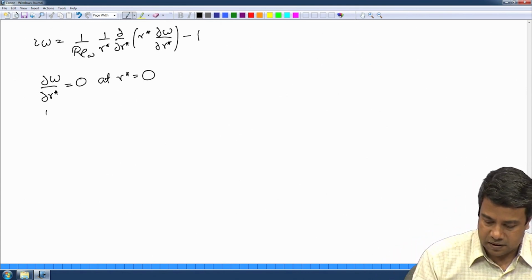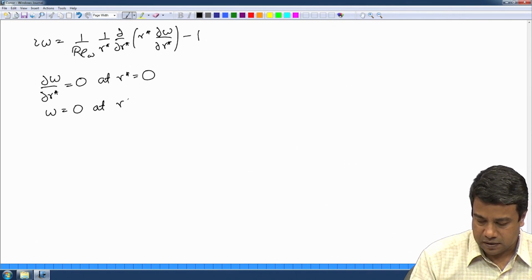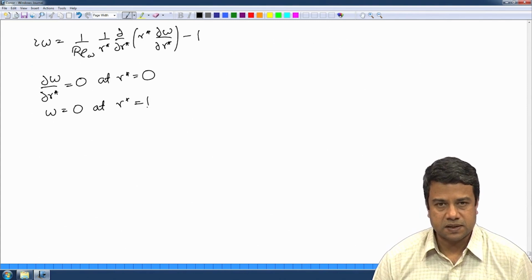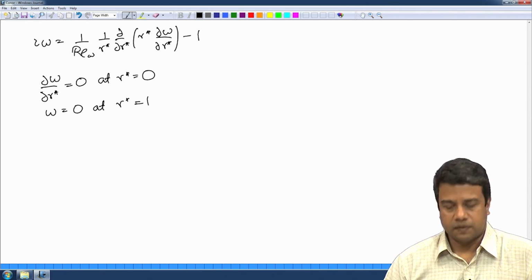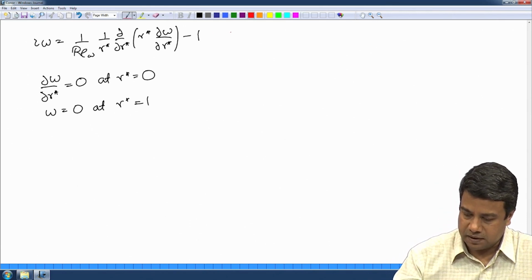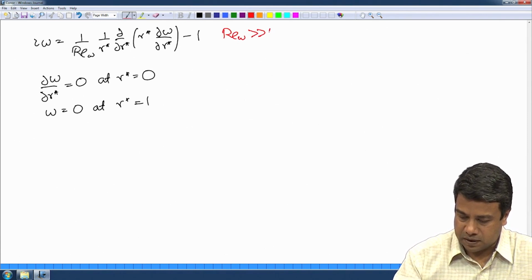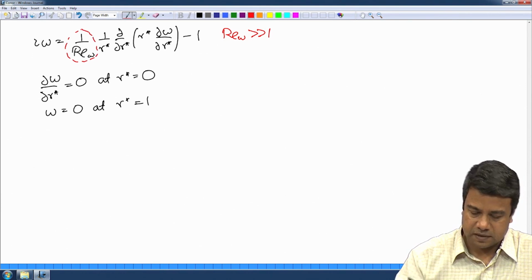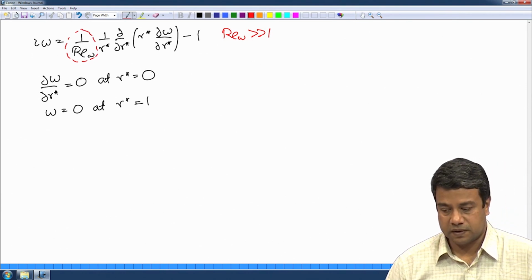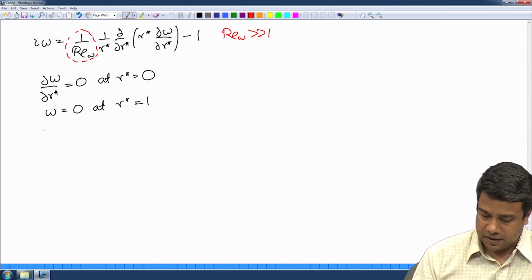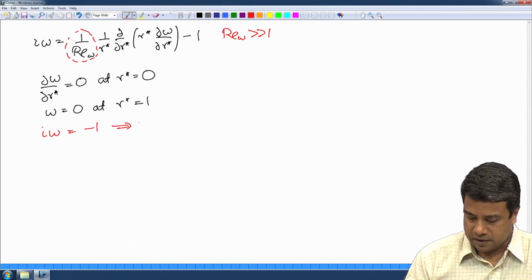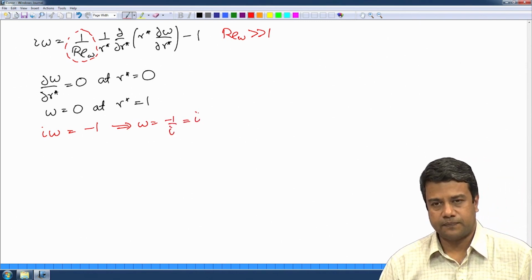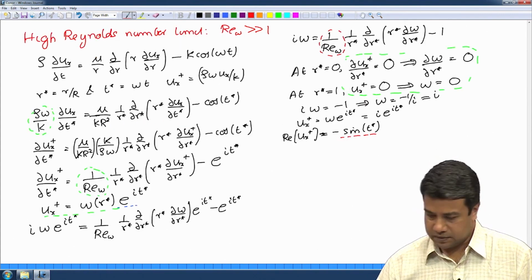The second condition was that w is equal to 0 at r star is equal to 1. Now, from these two conditions, if we consider the limit r e omega much greater than 1, this term goes to 0 because it is 1 over a large number. Therefore, you would think that you can approximate I w is equal to minus 1, which implies that w is equal to minus 1 over I, which is just equal to I itself.